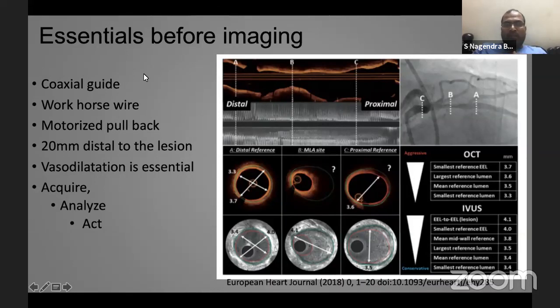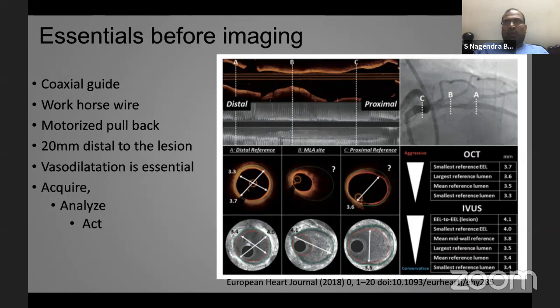Before going into the remodeling, how to do IVUS imaging. It's very important to follow some basic steps while doing IVUS imaging. First point, it's radial or femoral, doesn't matter. The guide should be coaxial. Workhorse wire is the key. Motorized pullback is very essential. We should go 20 millimeter distal to the lesion, and pullback will be done up to the aorto-ostial junction. Vascular dilatation is essential. I will show the slides why it is important. By doing all these steps, we are trying to acquire an appropriate IVUS image.